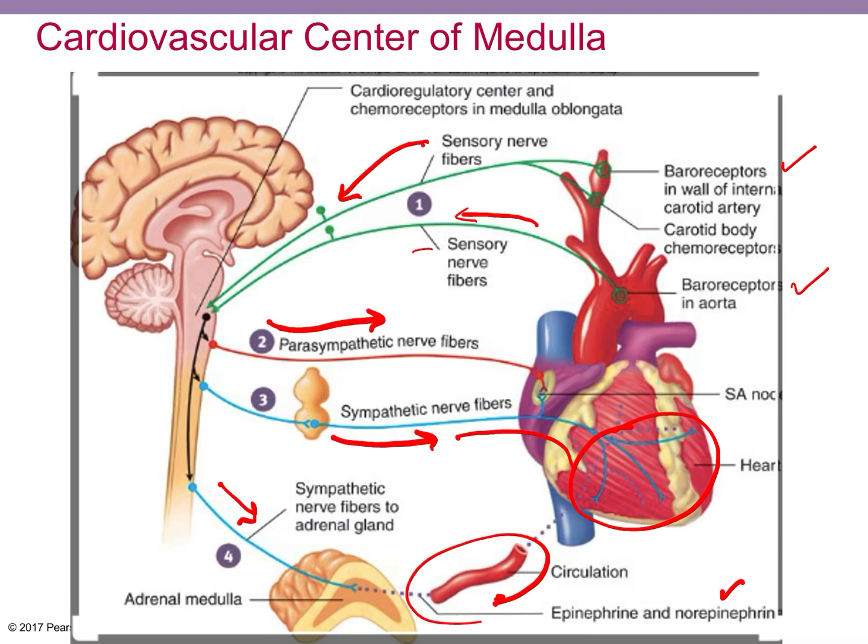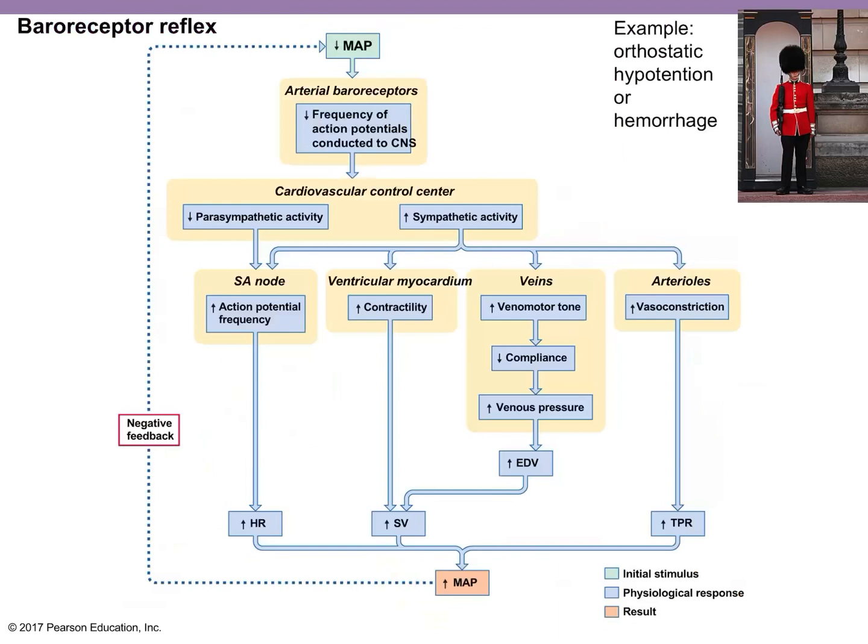And the output would be either sympathetic fibers or parasympathetic fibers. Depending on if you wanted to raise your blood pressure, your sympathetic fibers would be active. If you wanted to lower your blood pressure, your parasympathetic fibers would be active.